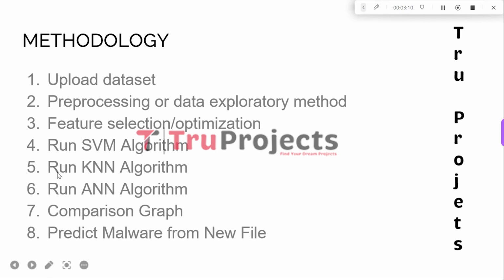And the fifth module is Run KNN algorithm. Similar to the SVM model, this module also splits the dataset into training and testing and builds a k-nearest neighbor trained model using the training data. The KNN model is then applied to the test data to calculate and assess the prediction accuracy. And the sixth module is Run ANN algorithm. Here the ANN trained model is constructed using the training data and the ANN model is used to predict and evaluate the accuracy by using the test data.